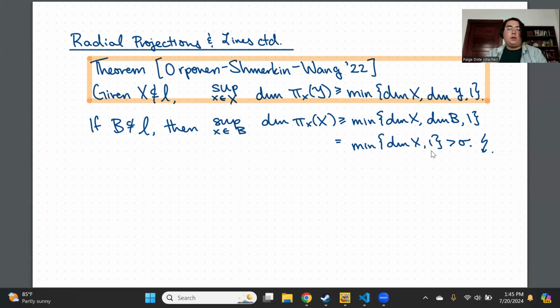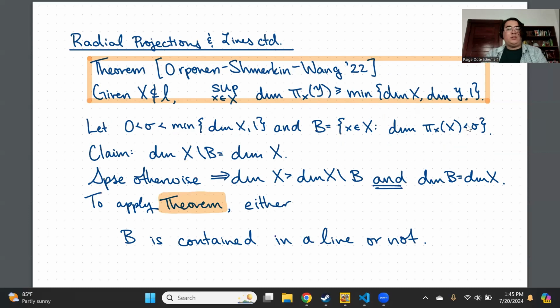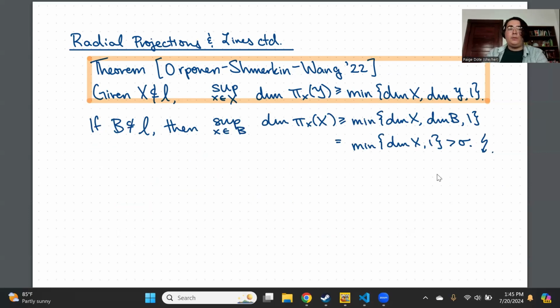But by assumption, this is strictly bigger than sigma. That's how we define sigma. And our set B is defined such that the rate of projection is strictly smaller than sigma. So this is a contradiction. This first case can never happen.